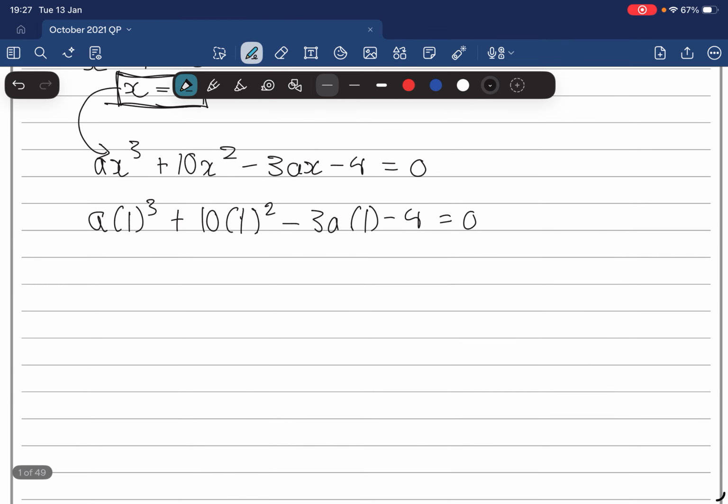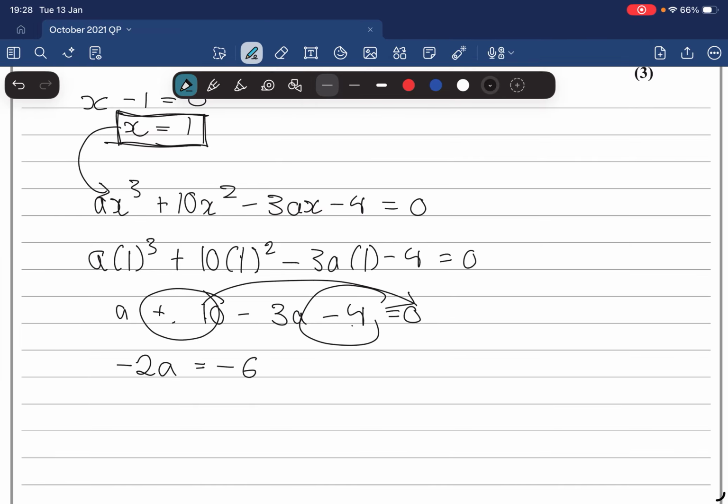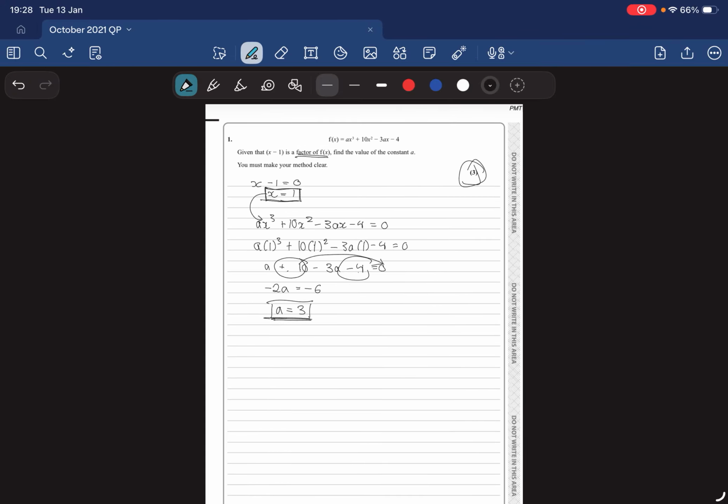Tidy that up a little bit. We get a plus 10 minus 3a minus 4 is equal to 0. Add up the digits. We get minus 2a plus 6 equals 0, so minus 2a is equal to minus 6. A is equal to a beautiful number of 3. 3 is the magic number in this case, and it is in fact going to give you 3 marks too.